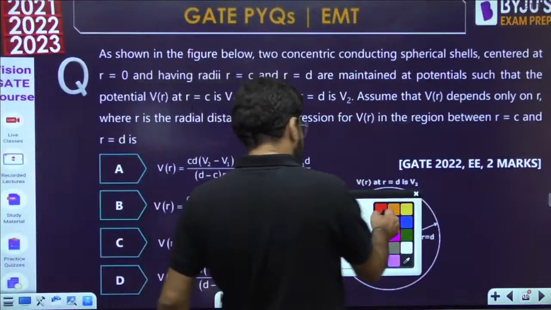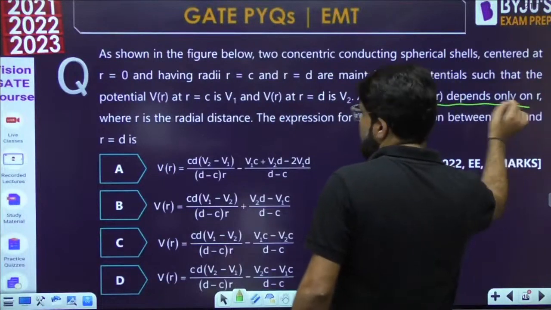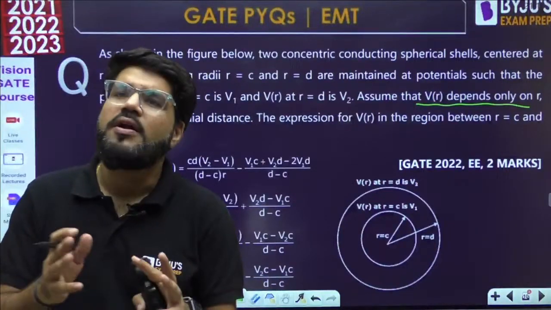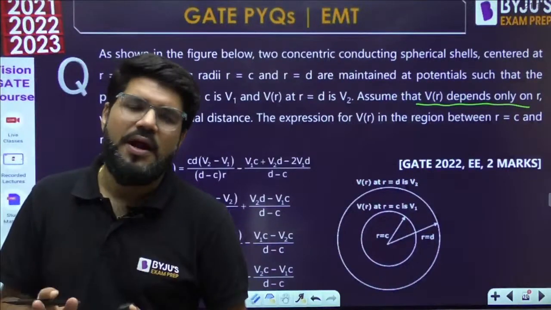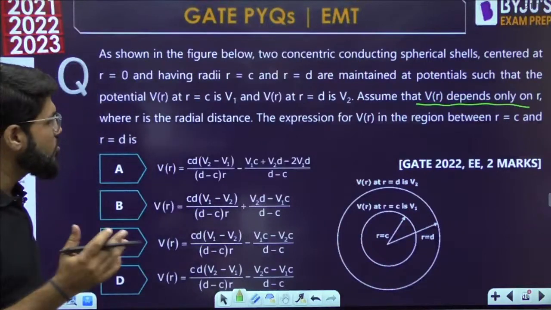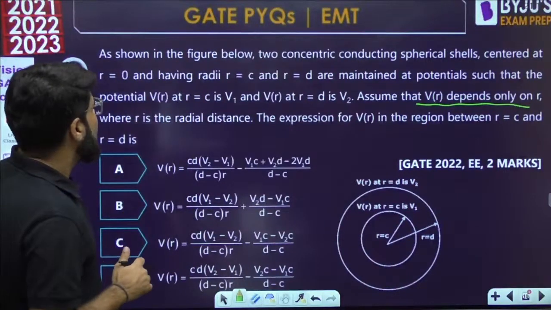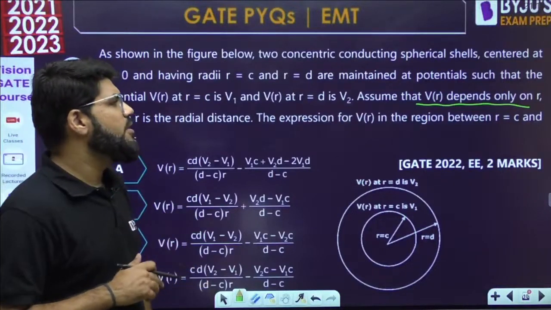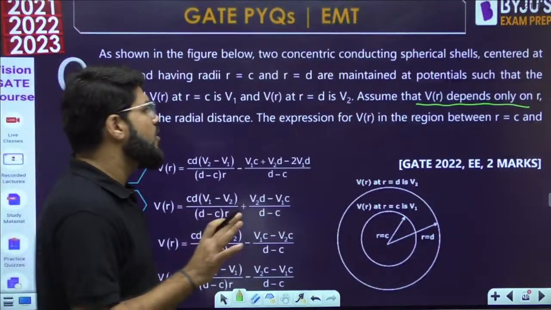Very clearly mentioned, V(r) depends only on r. Anyway, for spherical charge distribution, V(r) or the electric field also will depend only on r. That also you must know, but they have mentioned it, where r is the radial distance. What is the expression for V(r) in the region between r equal to c and d, because V(r) depends only on r?